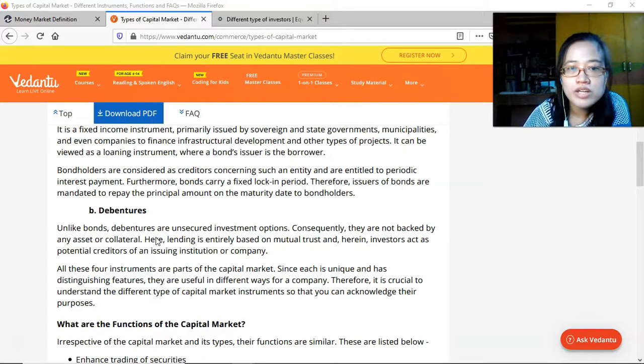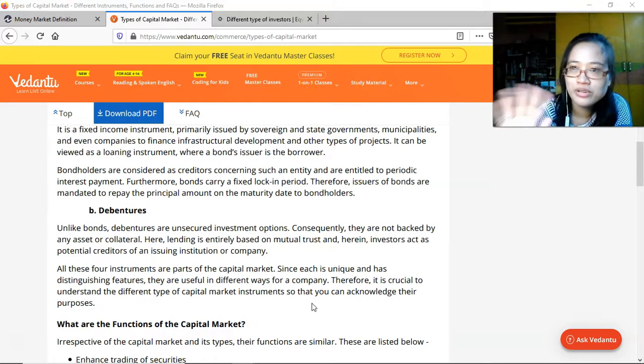Debentures, unlike bonds, are unsecured investment options. Consequently, they are not backed by any asset or collateral. Kumbaga, walang collateral. Here, lending is entirely based on mutual trust, and herein, investors act as potential creditors of an issuing institution or company. All these 4 instruments are parts of the capital market. Since each is unique and has distinguishing features, they are useful in different ways for a company. Therefore, it is crucial to understand the different types of capital market instruments so that you can acknowledge their purposes.